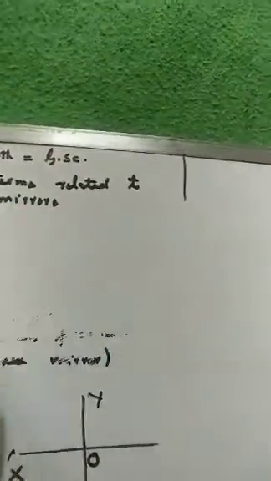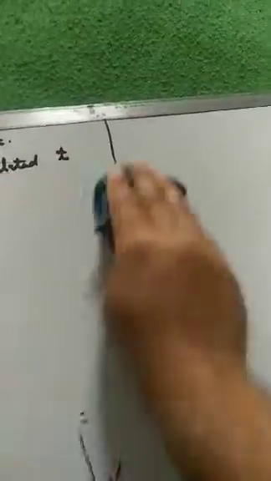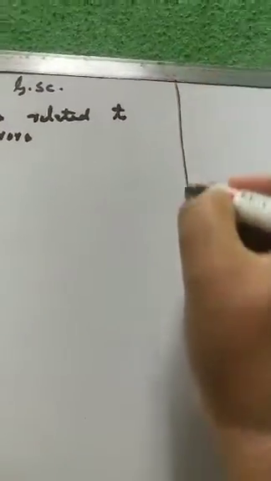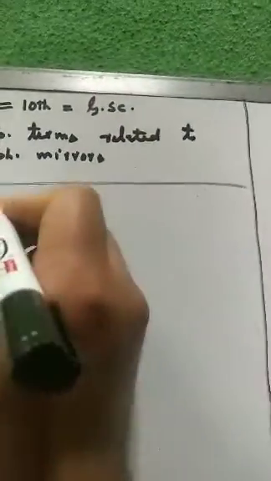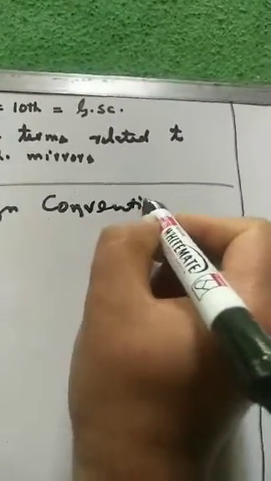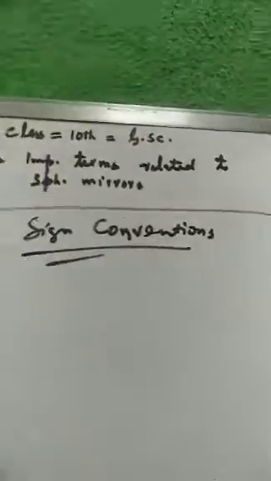So spherical mirrors को हम अच्छी तरह से तभी learn कर सकते हैं जब हमें इन terms का पता हो. Now another topic is sign conventions. हमें sign conventions याद रखनी हैं. These are actually rules which we have to obey, which we have to follow.